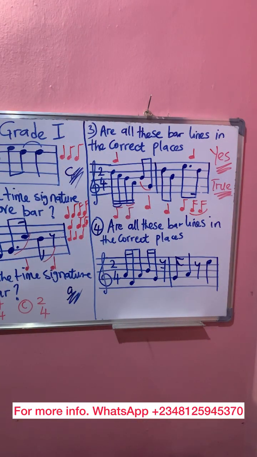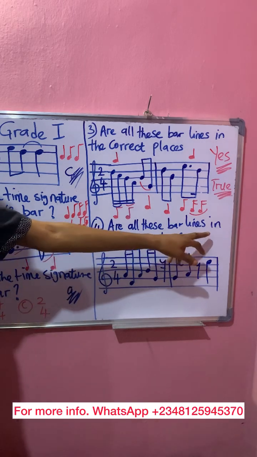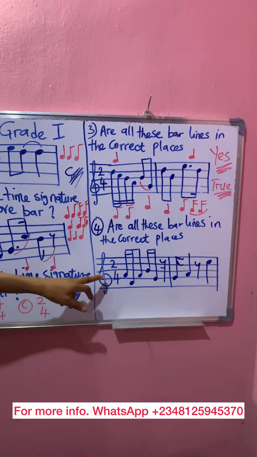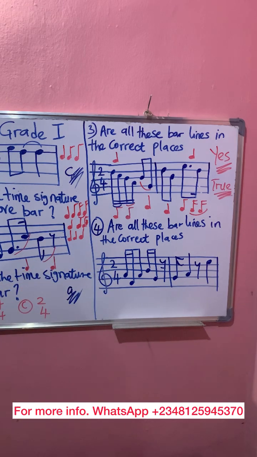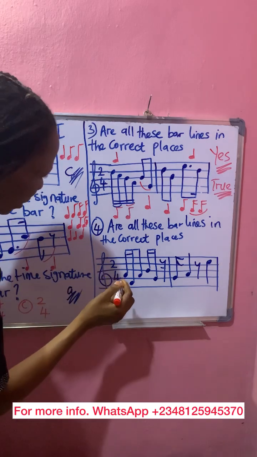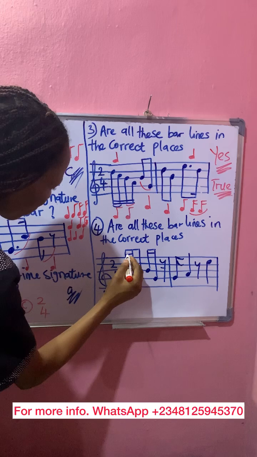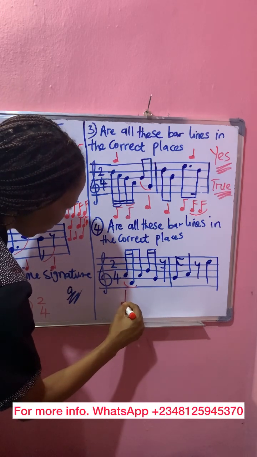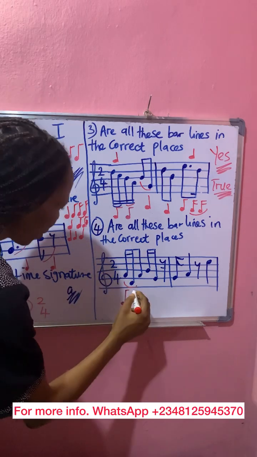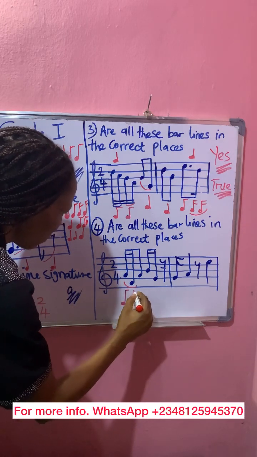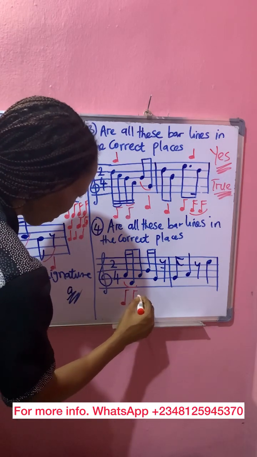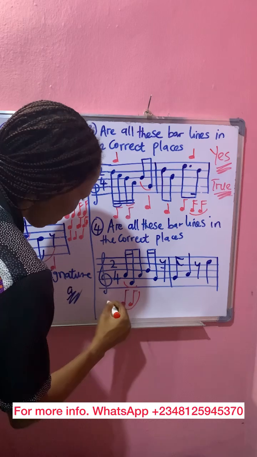Okay, that is settled. Now are these bar lines in the correct places? Let's see this one. What's the time signature? 2 4. If the time signature is 2 4, 4 represents crochet. Now let's count it together. We have here 2 semi-quavers, which is equivalent to 1 quaver, right? We have here 1 quaver. So this place now has quaver and quaver, which is a crochet, right? This place now has 1 crochet.